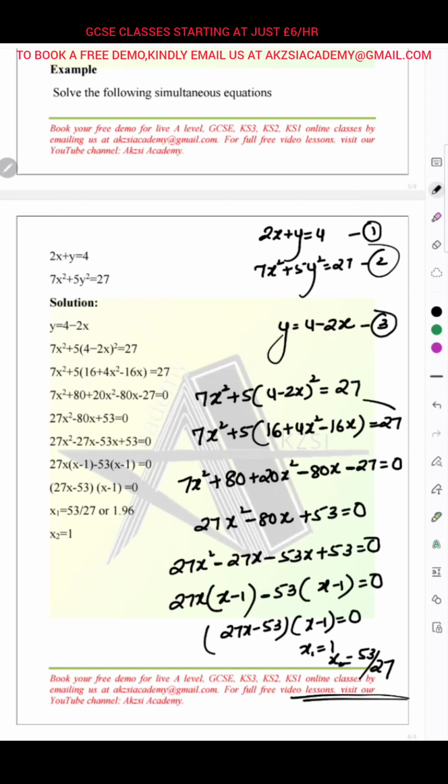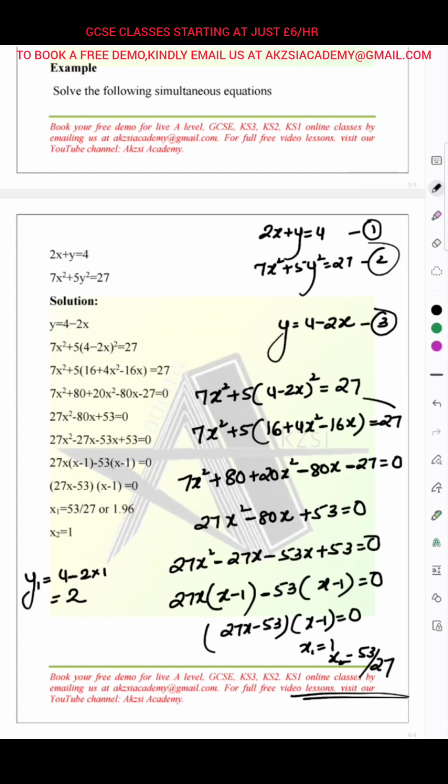Now substitute this to get the value of y, which is right here. So that will give me y1 as 4 minus 2 times x, 2 times 1 will give me 2. So x1 is 1 and y1 is 2. So y2 you'll get when I substitute x2 as 53 over 27. This will be 4 minus 106 over 27. And taking the LCM, which is 27 in this case, will give me 108 minus 106 over 27, that is 2 over 27, and that's the value of y2.